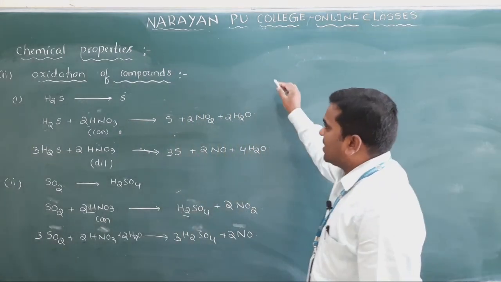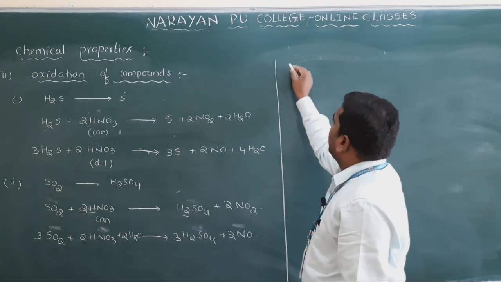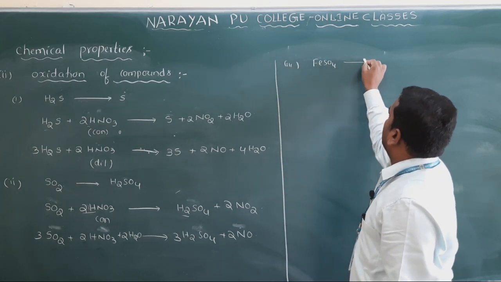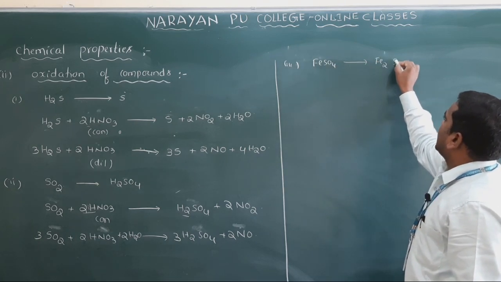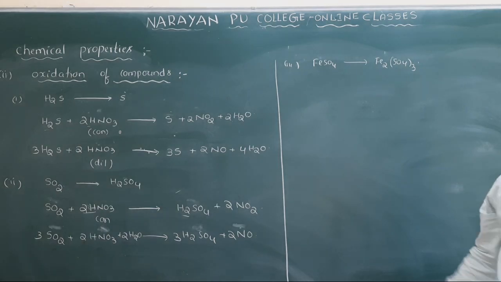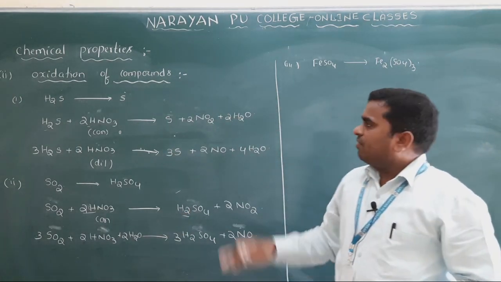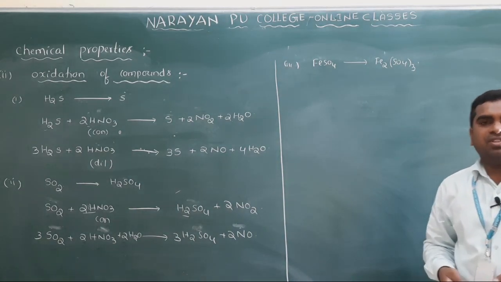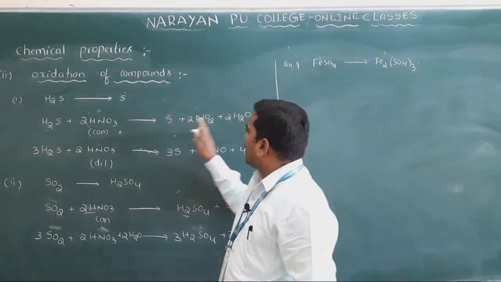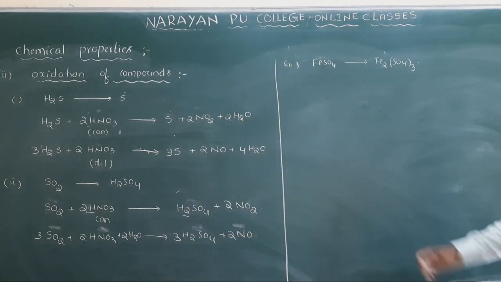Clear? So another one is there, and last one, and that is it oxidizes FeSO4 into Fe2(SO4)3. This is another one. Clear? So these are important. Why? Because in competitive examinations also they will ask, when H2S is oxidized by the concentrate HNO3, it gives sulfur plus H2O and NO2. Clear? So like that you have to write.